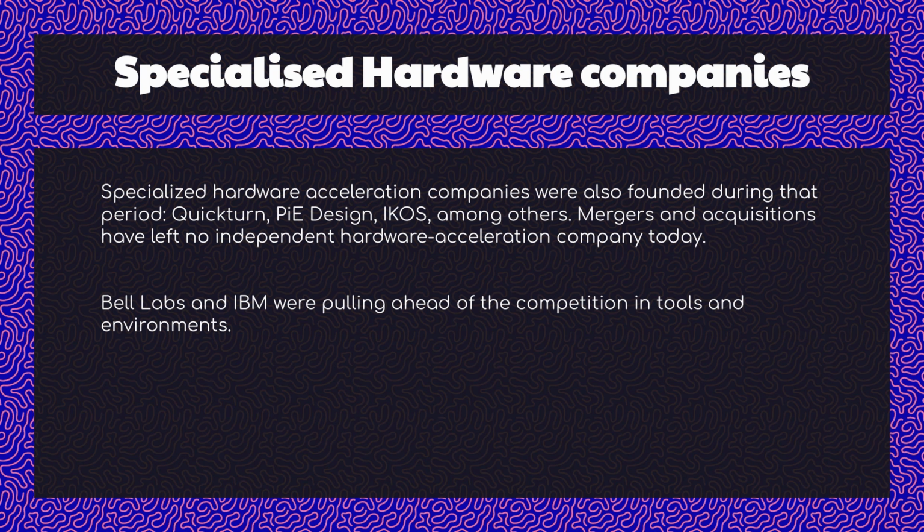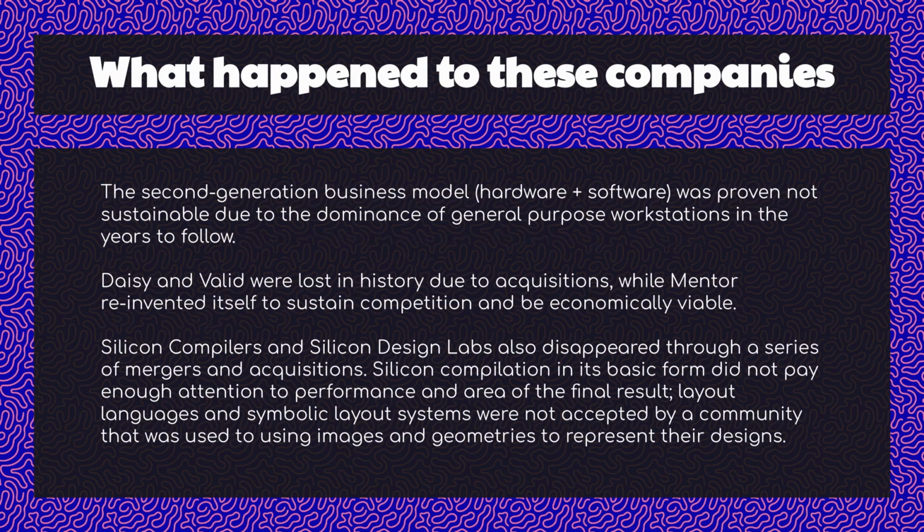So Bell Labs and IBM were actually pulling ahead of the competition in tools and environments. What happened to the second generation companies? Their business model was hardware and software, which proved not sustainable because of the dominance of general purpose workstations in the years to follow. Daisy and Valid were lost in history due to acquisition, while Mentor reinvented itself to sustain competition and be economically sustainable. Silicon Compilers and Silicon Design Labs also disappeared through mergers and acquisitions.